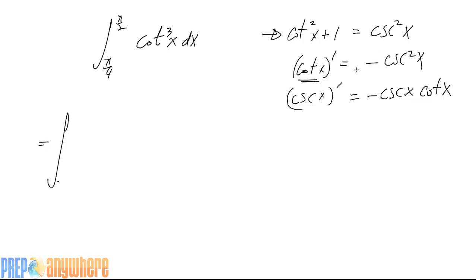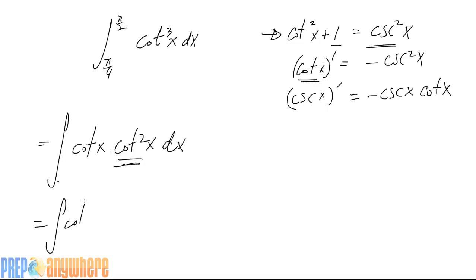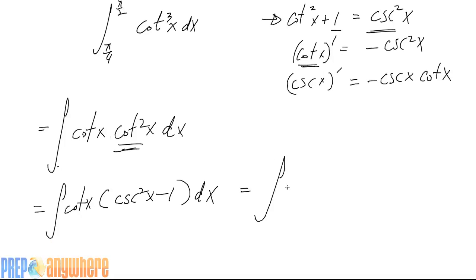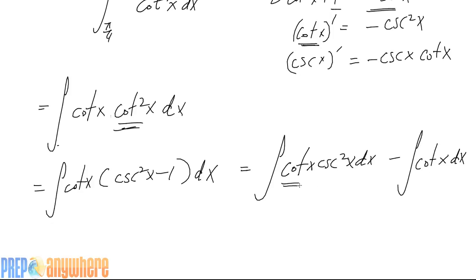So I'm going to write that as cotangent x times cotangent squared x. I'm going to replace that right there with cosecant squared x minus 1. So let's distribute that. You get cotangent x cosecant squared x dx minus cotangent x dx. Because this is perfect. If you let that equal u, that's equal to minus du, right?